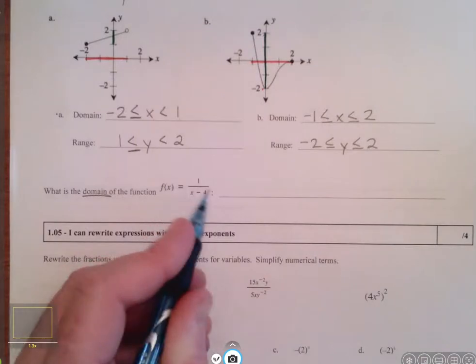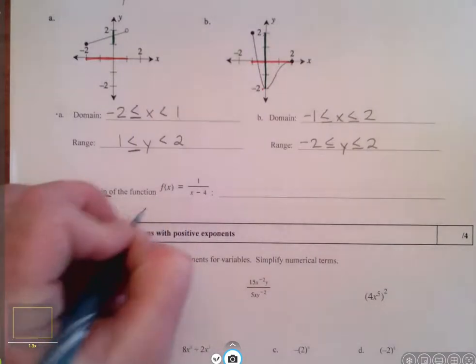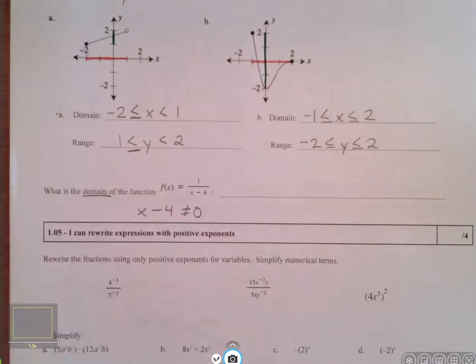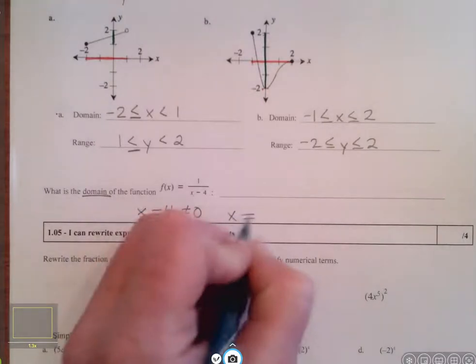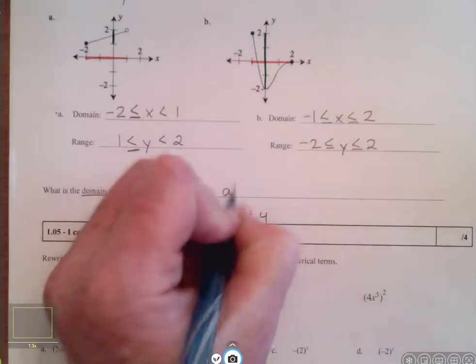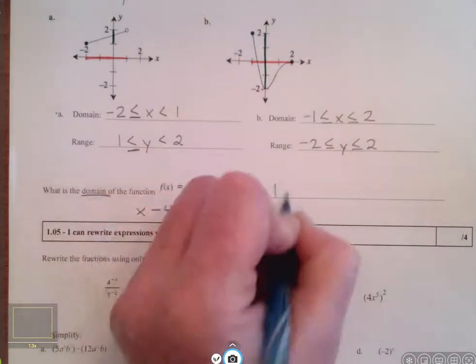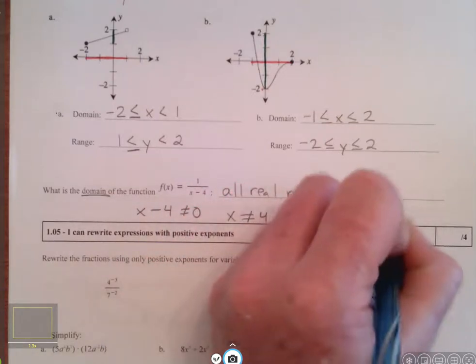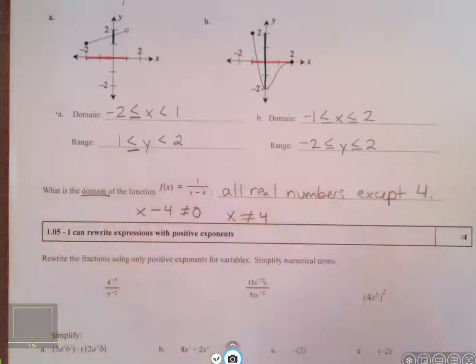So I know that this expression, x minus 4, cannot equal 0. So what can x not be? x cannot be 4. It can be any other number in the world, any real number except 4. So what we would say is all real numbers except 4. Okay, and that's it.